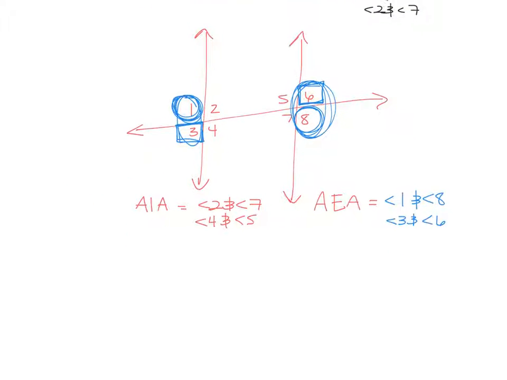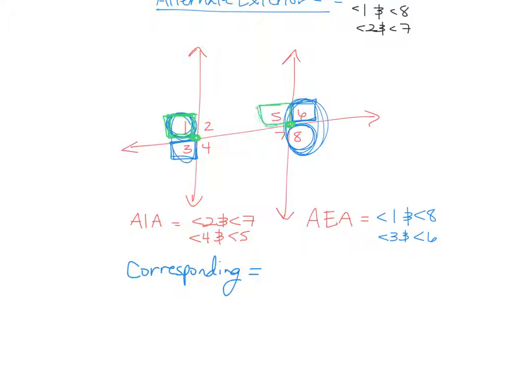How about corresponding? What's corresponding to angle 1? So think, here's my vertex, here's my other vertex. Which ones sit in the same place? So angle 1 and angle 5, right? Top left with top left. So angle 1 and angle 5.